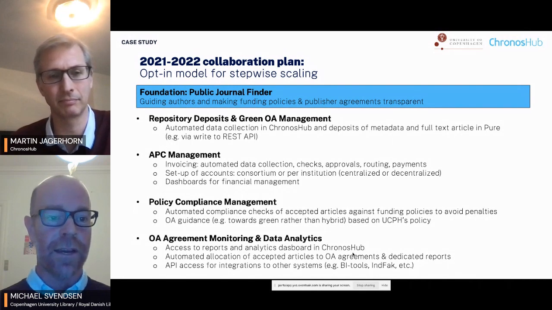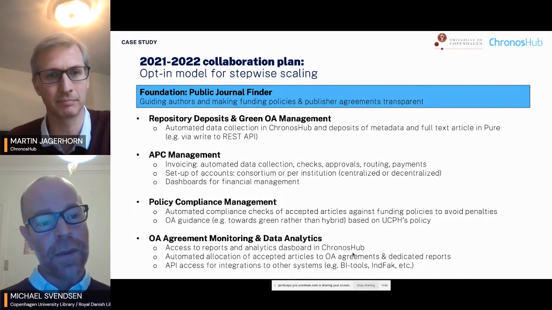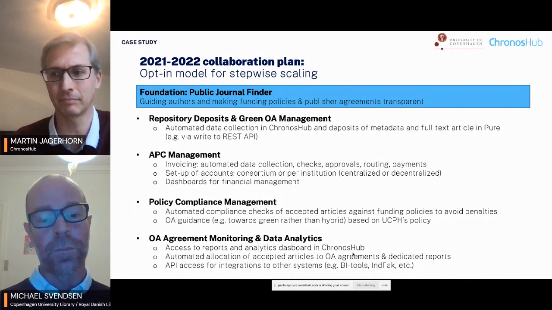And then exactly the policy compliance management is something also support officers at different faculties and departments spend a lot of time helping researchers with, to actually report back to funders that they live up to the requirements, that they have published this and this, that it is open access, and all these requirements that come. And it's actually something that reporting can also be made from Chronosub.